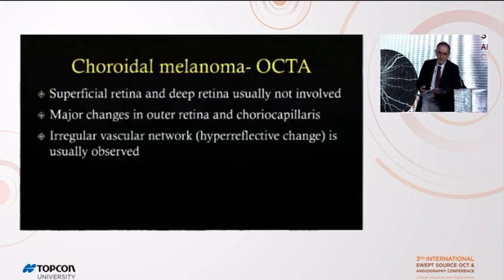So in summary, choroidal melanoma usually manifests as a hyperreflective network in the outer retina and choriocapillaris, and there are no changes in the superficial retina and deep retinal layers.